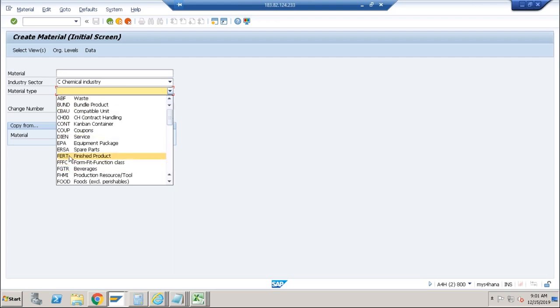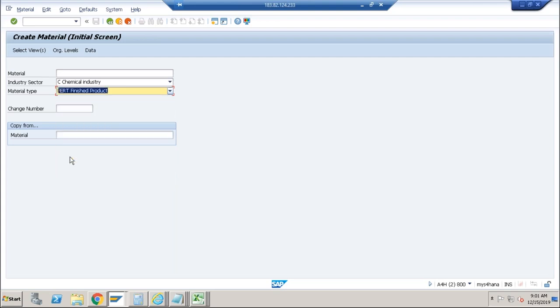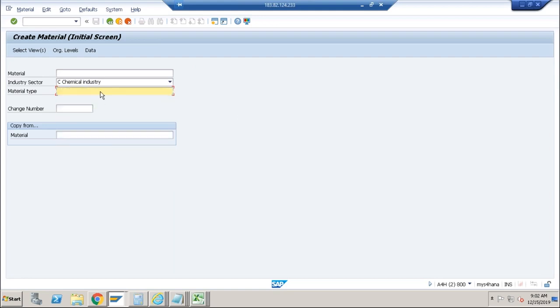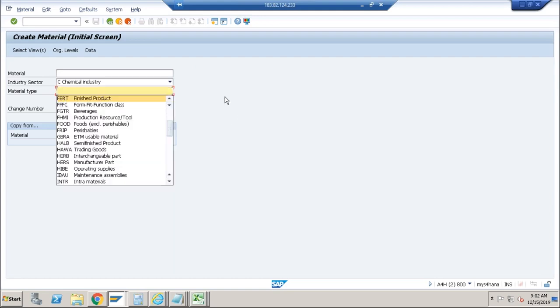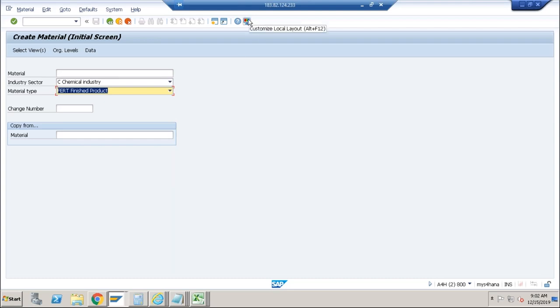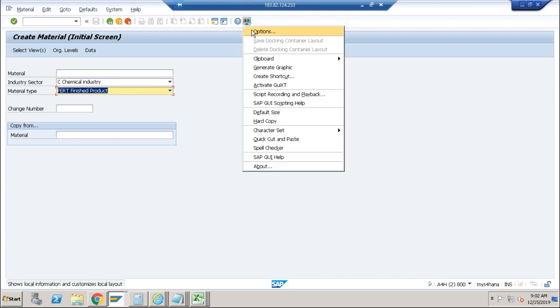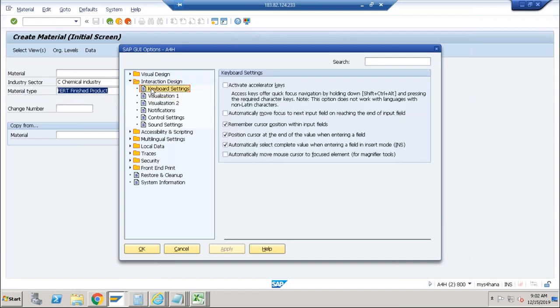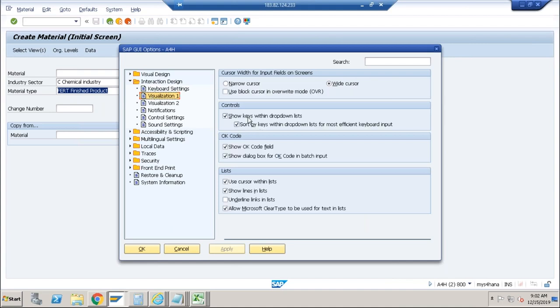Finished product is FERT. Sometimes when you are practicing on the server, you may not be able to see these codes. You are only able to see the description. This is not only for this particular screen. On any screen, if you are not able to see this code, you can just click on customize layout options. In visualization 1, under interactive design, keyboard setting, tick on these 2 indicators.